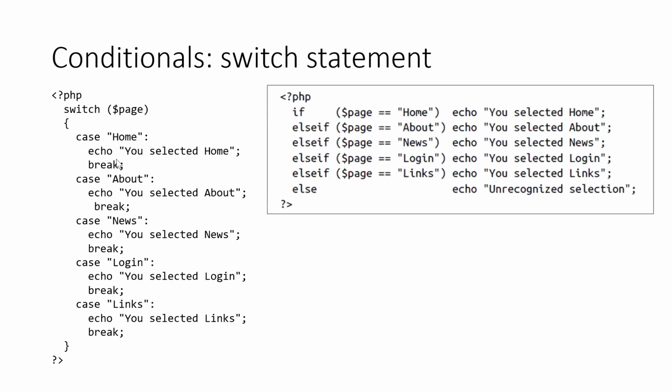Right. And then you can also use the switch statement, right? Then use a switch based on particular values. For example, in this case, we will switch and then we get the dollar page. If the page is home, then we will say that you selected home. Note the break statements. Similarly, you can try about, the news, the login, and the links, which is basically you are switching based on the particular value.